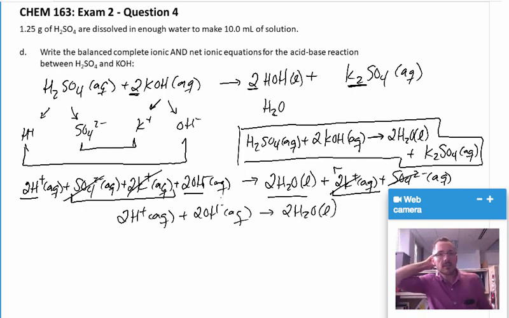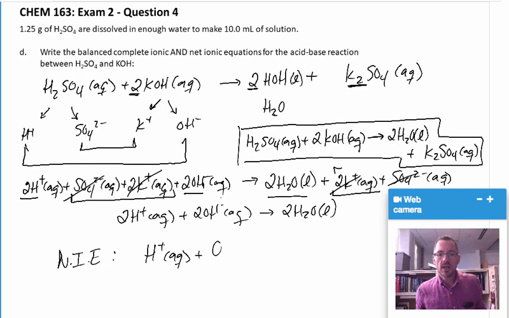But this is not balanced. This is a ratio of 2 to 2 to 2. If I divide everything by 2, I'm going to get everything boiled down to 1. So my net ionic equation for this strong acid, strong base solution will be 1 proton plus 1 hydroxide will yield 1 water.